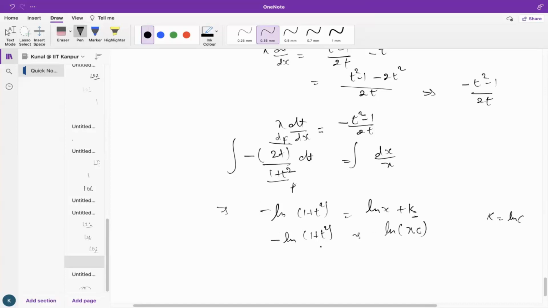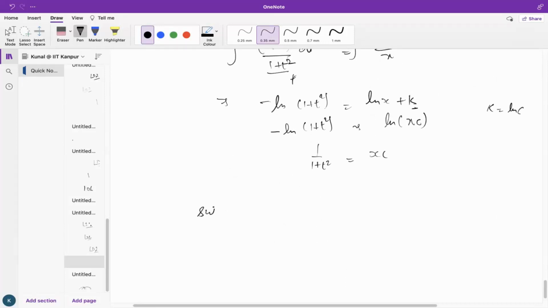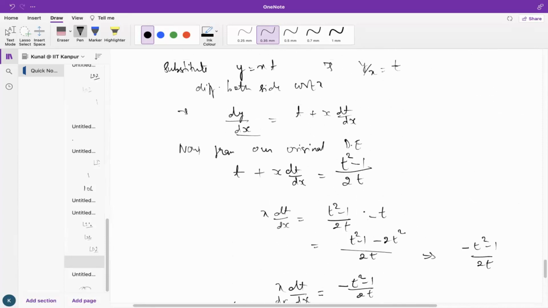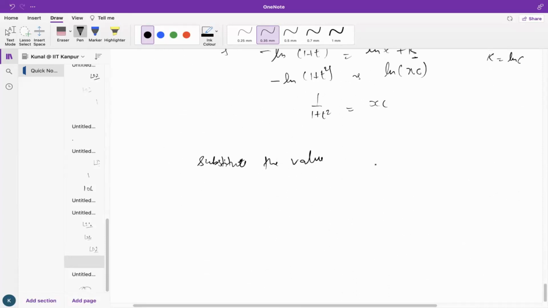Now remove the ln from both sides. So what we'll get? We'll get 1 by t square is equal to xc. And now try to substitute the value of t square. देखो हमने क्या करा था, हमने y by x को t रखा था, and यहाँ पे हमें t को हटाना होगा. So now substitute the value of t is equal to y by x. So what we will get from here? We will get y square by x square is equal to x into some constant.